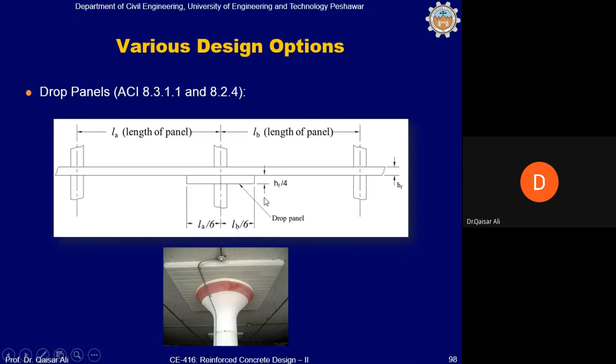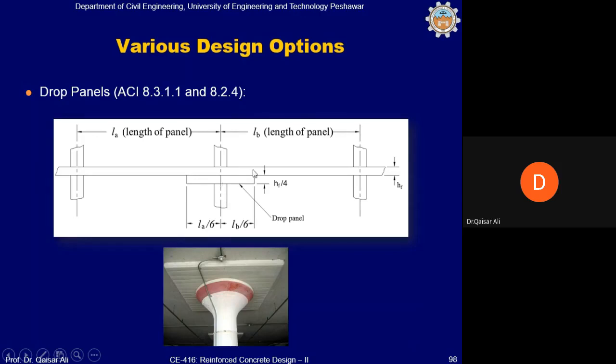Okay. For example, in our flat slab design example, the slab size was 25 feet and 20 feet. Okay, so along the 25 feet side, this will be 25 divided by 6 on one side and 25 divided by 6 on the other side. This will be the size of the drop panel. And along the other side, it will be 20 divided by 6 and 20 divided by 6.